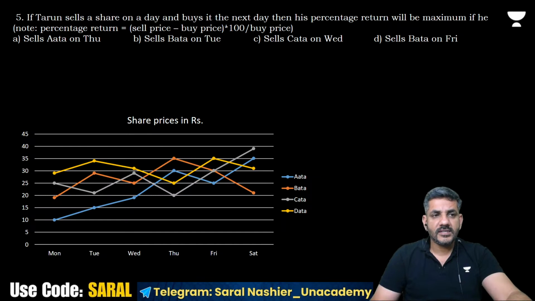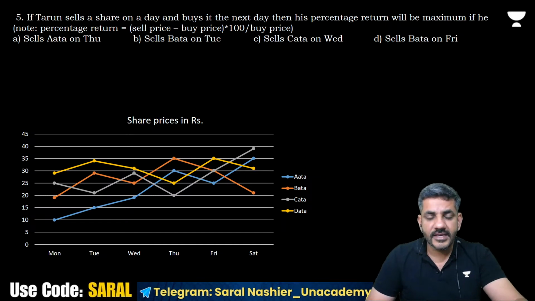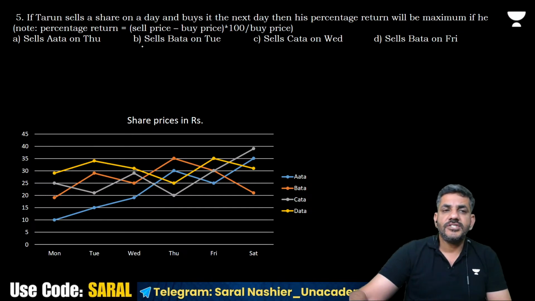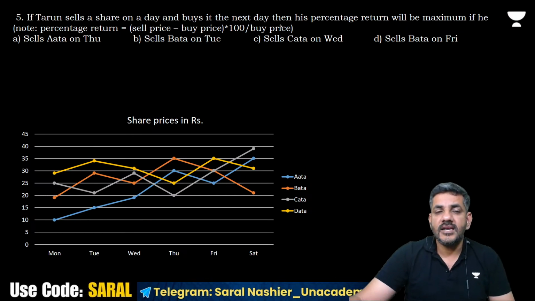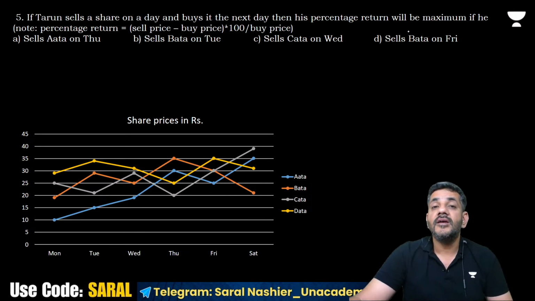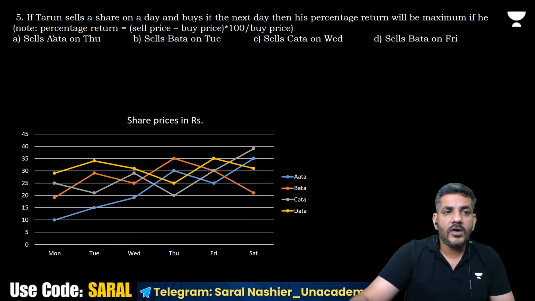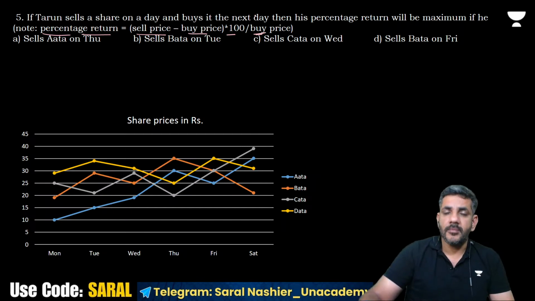For this question, Sakshi Singh says that probably A is the answer. So let's start solving it now. If Tarun sells a share on one day and buys it the next day, then his percentage return will be maximum if he does what? Now, what is percentage return? He has said that percentage return is selling price minus buying price into 100 divided by buying price.